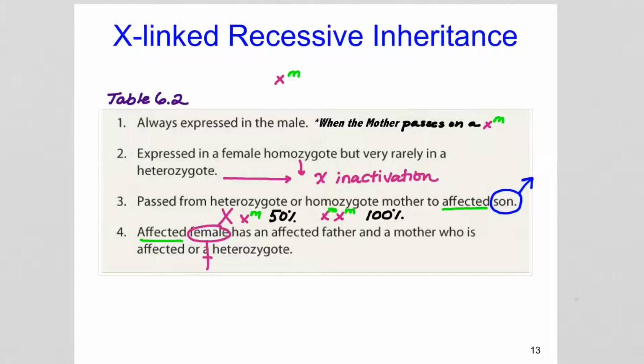On the other hand, if we're dealing with an affected female, she absolutely has to have an affected father because she needs 2 copies, sometimes rarely 1 copy, of the mutation on the X chromosomes. And because she gets one of her X's from her father, he has to have the mutation. And her mother can either be affected or a heterozygote. So in either scenario, the mother is able to pass on the mutation to a daughter.